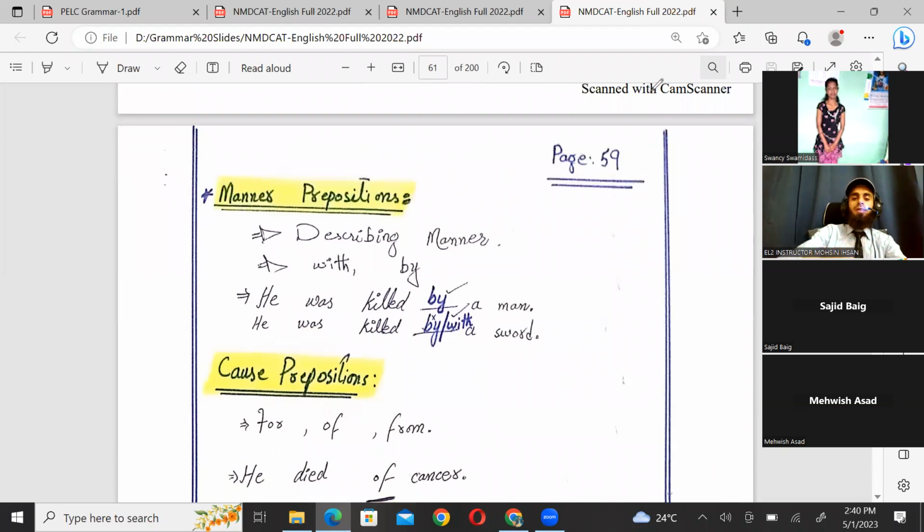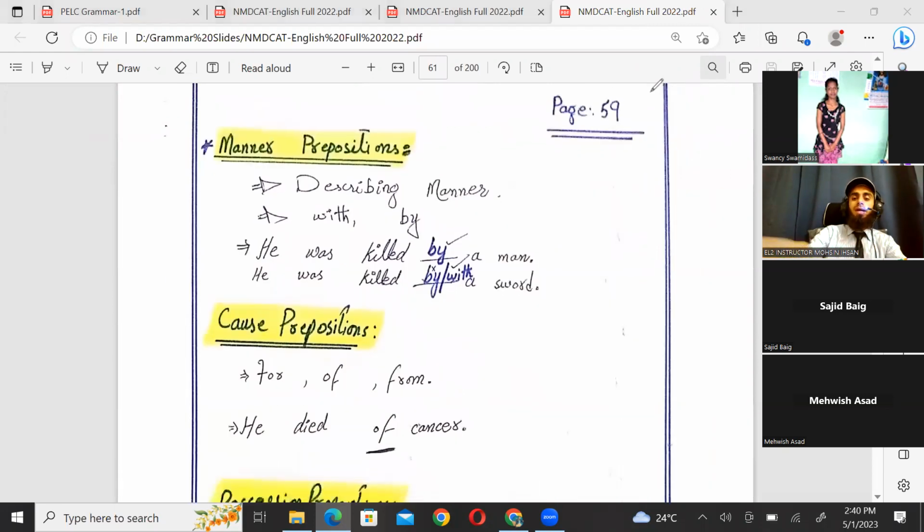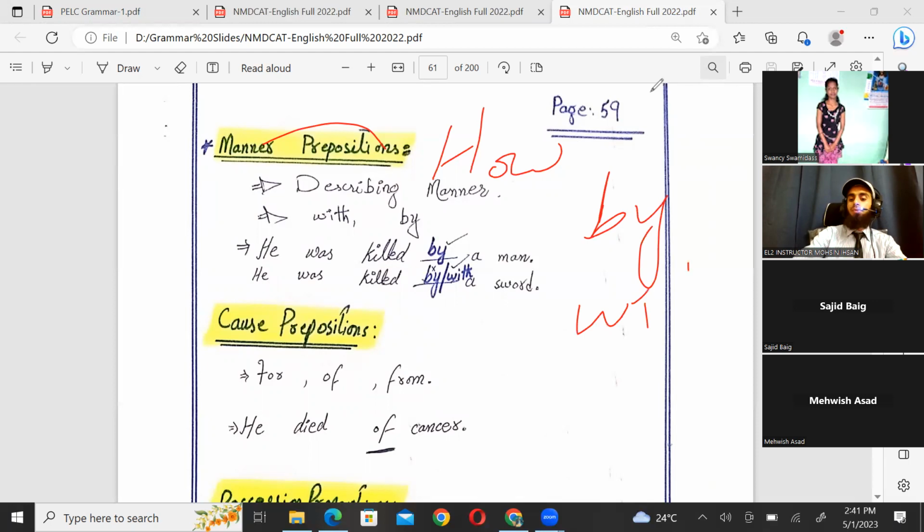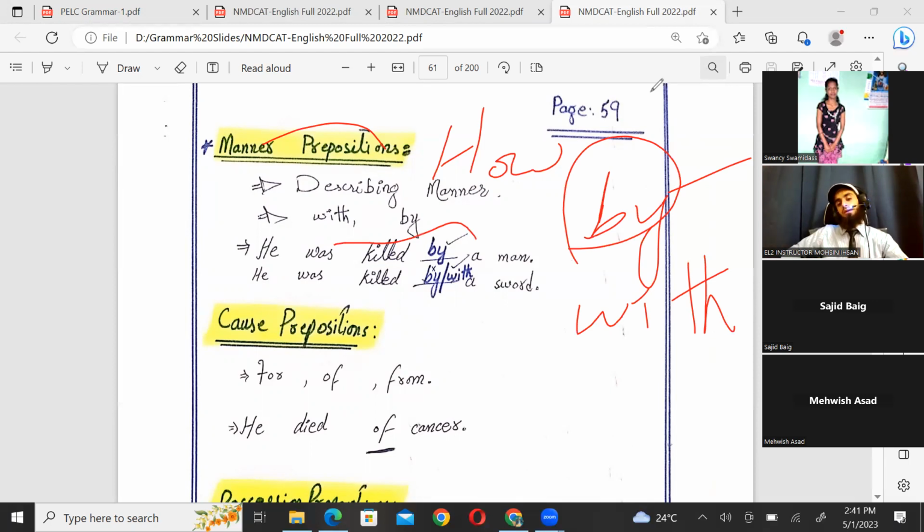Okay, next, if you are describing the manner preposition, it means how something happened, and how means "by" or "with": happened with this or happened by this, right? Now, he was killed by a man, but if you say he was killed with a man, is it correct? No, sir. It should be "by."